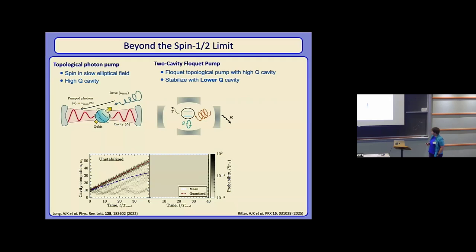But if you do a 2-cavity version of this, so now we're going to take our standard Floquet pump with this cavity and add to it a lossy cavity, you can use the lossy cavity and the mechanism that we've just described to clean up the errors in the qubit.